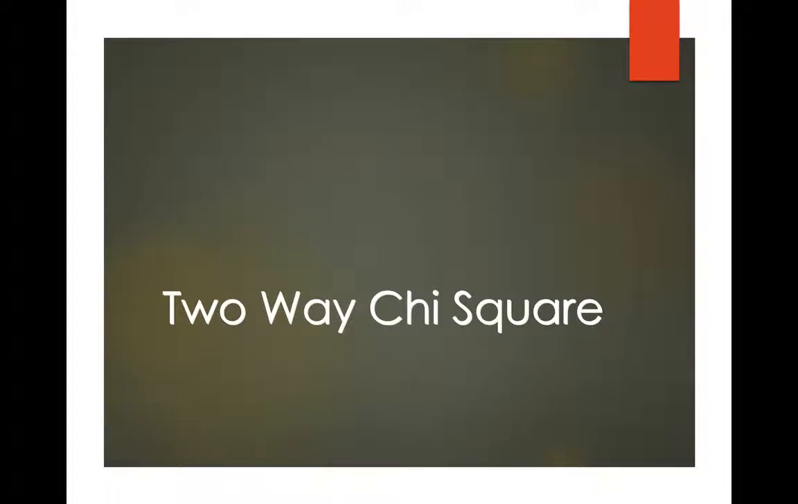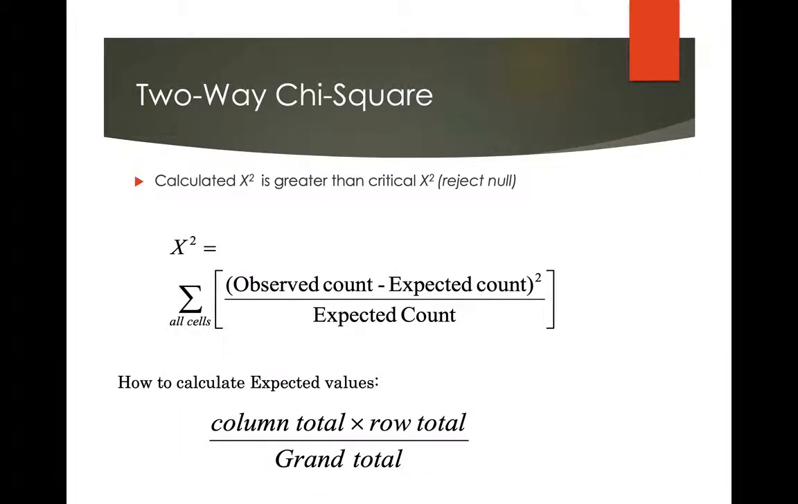In this video, we will be discussing the two-way chi-square test. This is a continuation from our one-way chi-square test. The formula is pretty similar. If you notice on your screen, we have the chi-square statistic is equal to a summation of the observed count minus the expected count squared divided by the expected count.